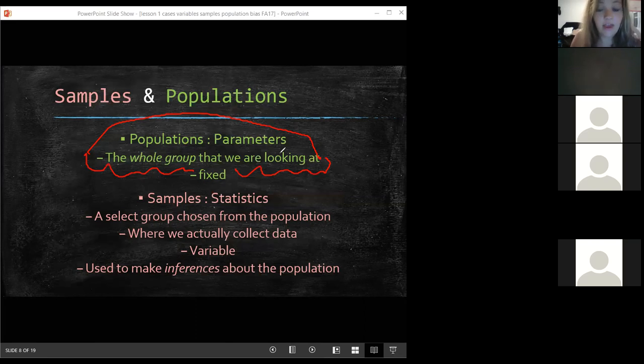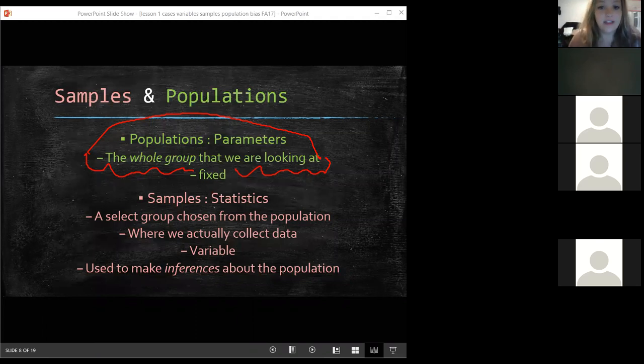This is not variable, because if the population wasn't fixed, then the samples that come out of it wouldn't be very useful. So our population is going to be whatever the entire situation is that we're looking at. And then parameters and statistics are basically the way that we describe the actual measurements that come out of the population and sample. A parameter is the actual measurement of a population, and a statistic is the actual measurement of a sample.